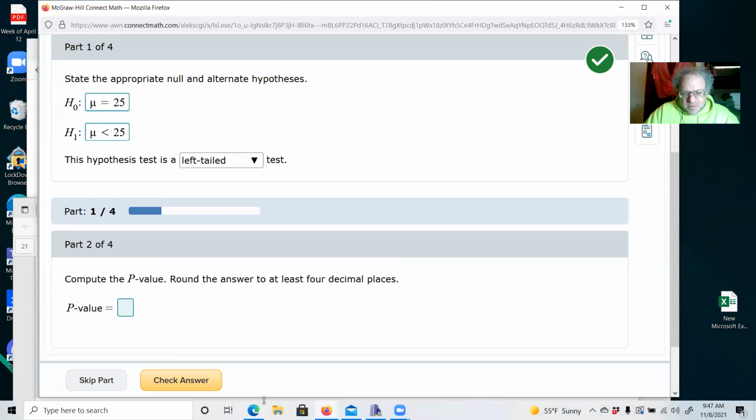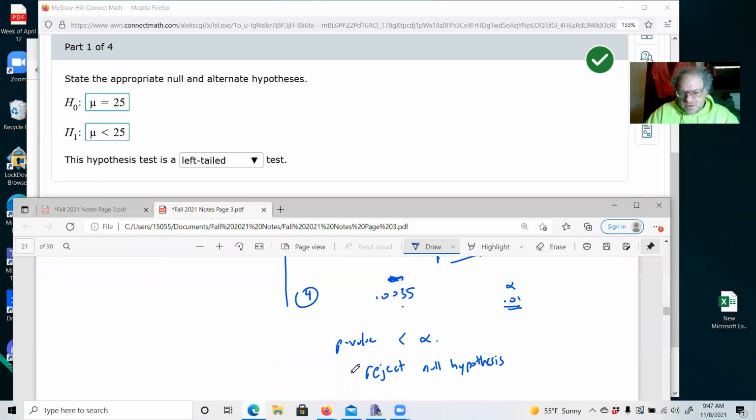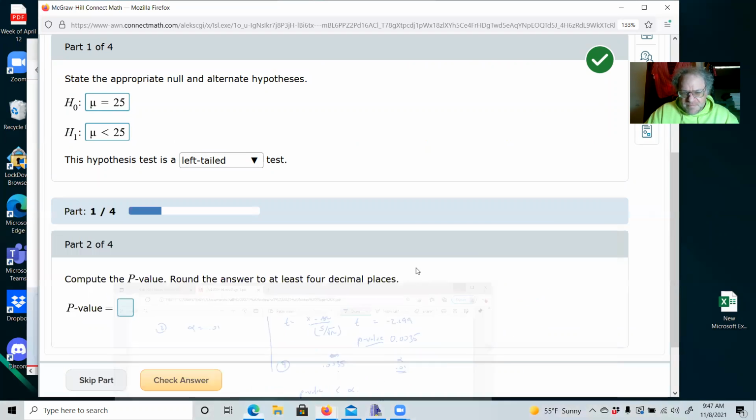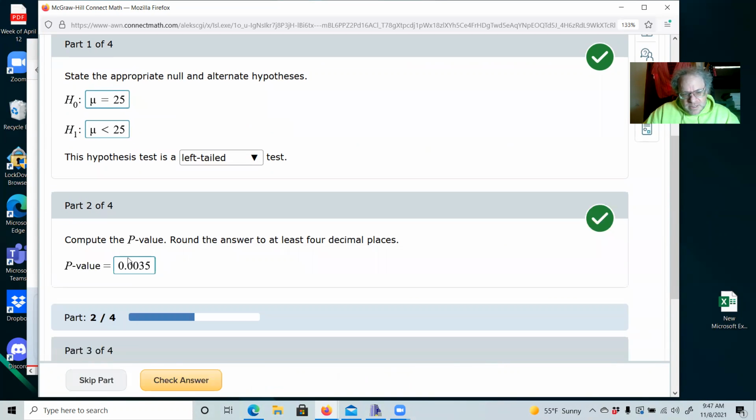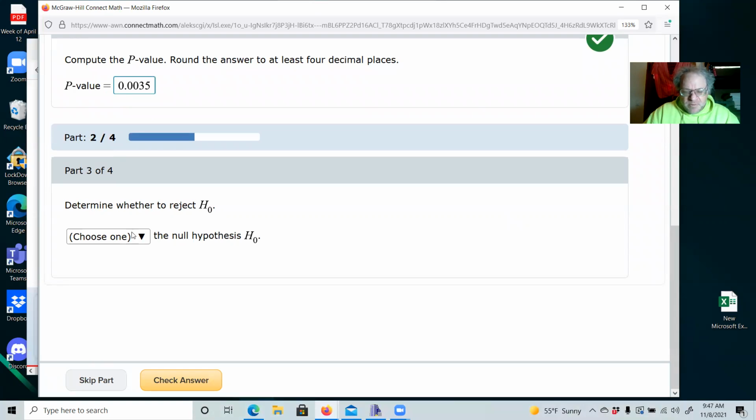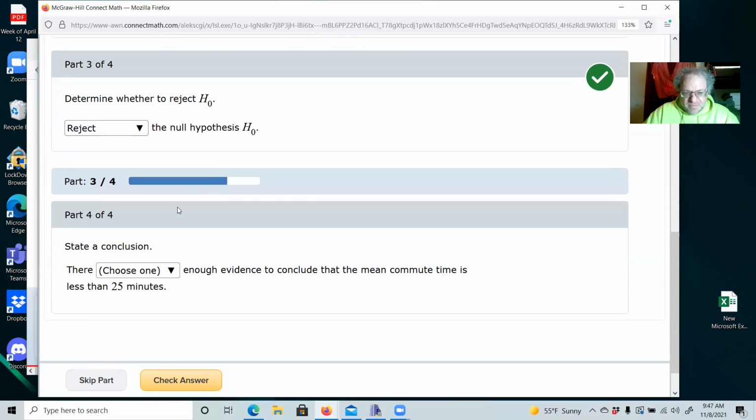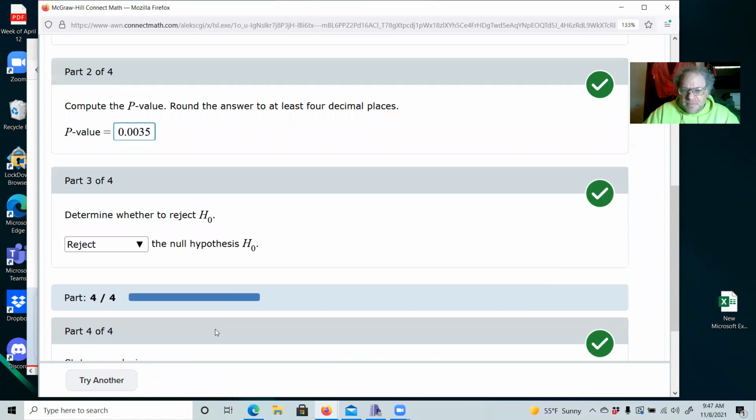Okay, compute the p-value. Okay, we did that. That was 0.0035. Great. Checked. Next step, determine whether or not to accept or reject. We said we were going to reject the null hypothesis. And then we have to say something about what's going on. There is enough evidence to conclude that the mean commute time is less than 25 minutes. Really all you need to say. All right, and there we go.